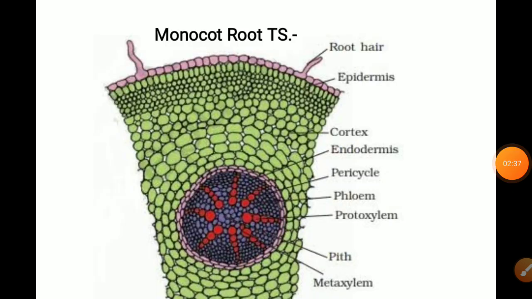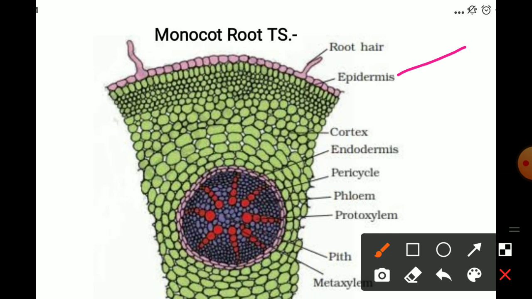Now over here, this is the root transverse section, the monocot root transverse section. This section shows the typical structure of the root. There is an epidermis, also called epiblema or piliferous layer. It is the outermost protective covering of the root, and we call it the epidermis.